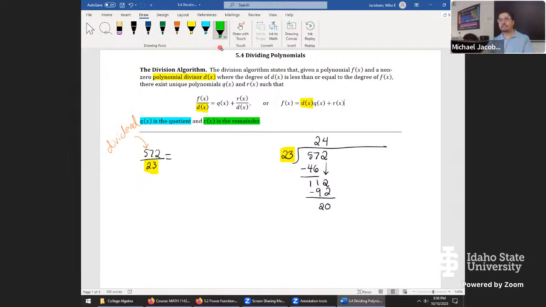Let's use maybe green for remainder. So the remainder goes here, and in our equations, it also goes right here and right here. So that's where our remainder fills in. Also, the 24, that's our quotient. It's essentially the answer after long division once we bring it together with the remainder.